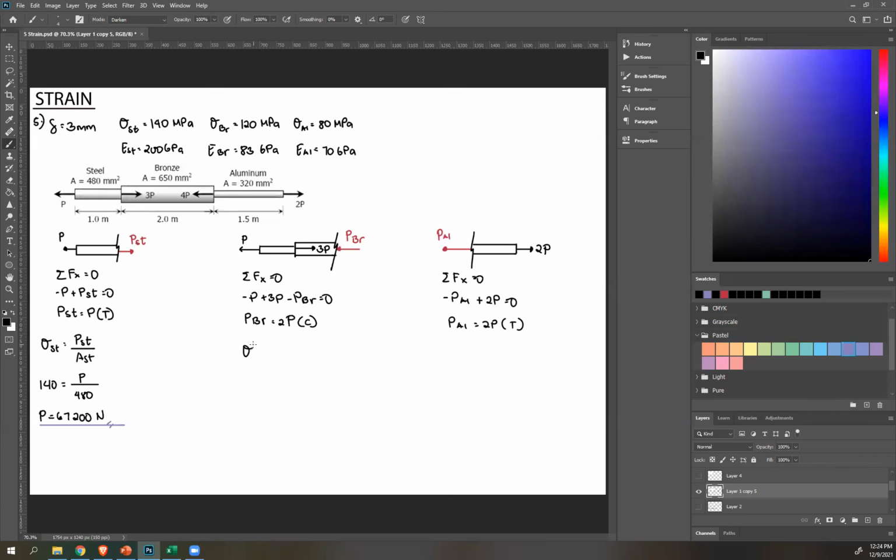Stress in bronze equals internal load for bronze over cross-sectional area of bronze. This is 120. P bronze is 2P over cross-sectional area of bronze, given 650. From this, please solve what's P.